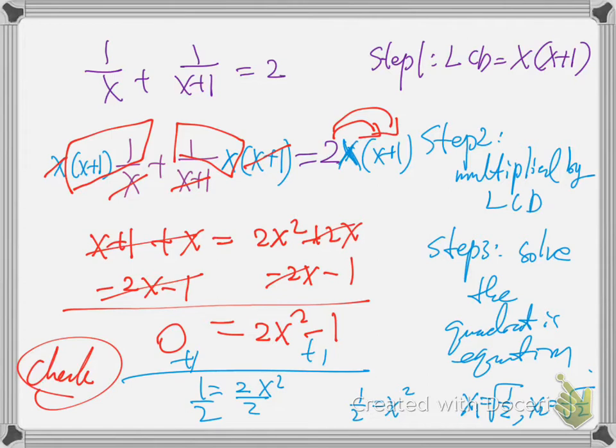But now here is easier. We just need to check the denominator is not 0. Okay, denominator is not 0, because if the denominator is 0, the fraction is not defined. So x is not 0, x is not negative 1. So our solutions are not 0 and not negative 1. So they are the solutions of the rational equation.